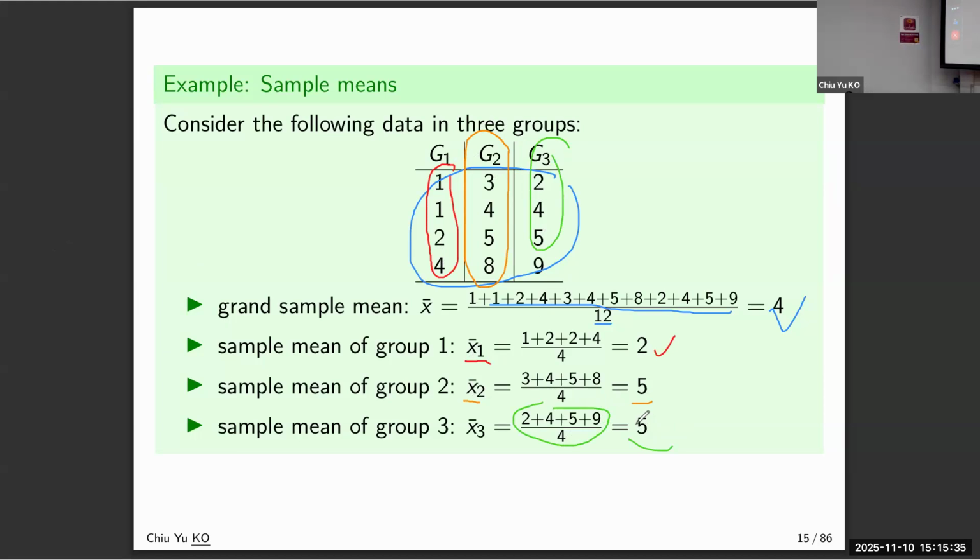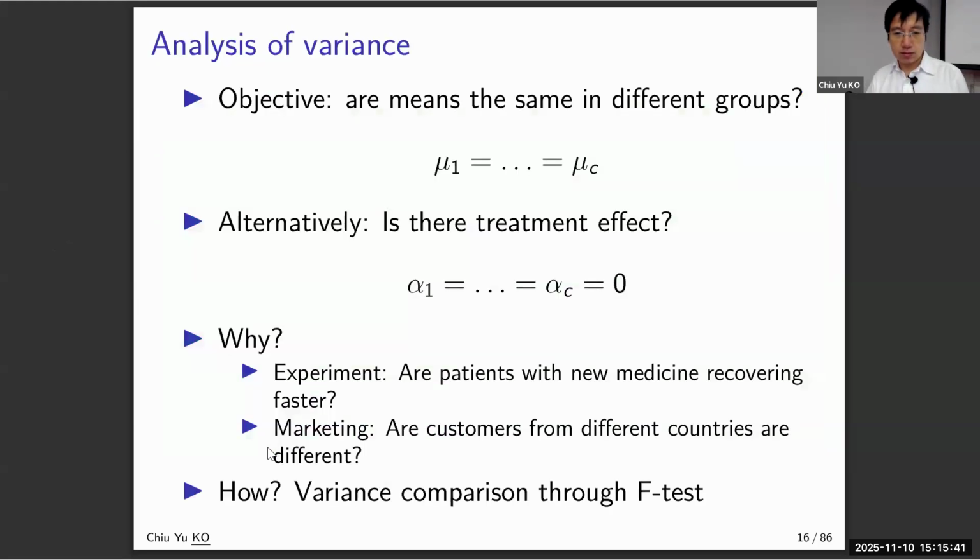Now, is that okay? And the thing we talk about after the break is, I know there are many groups, okay? And I want to see whether they all have the same mean, right? The question is, before, the t-test was asking about just two groups.